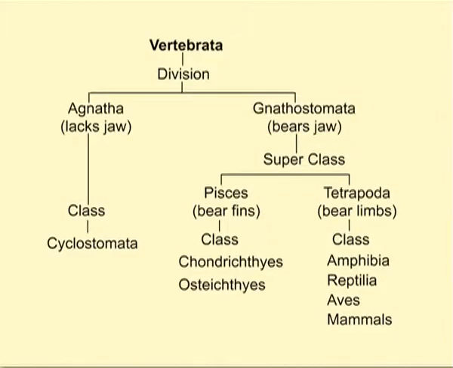Division Gnathostomata consists of superclasses, Pisces, which bear fins, and Tetrapoda, which bear limbs. Pisces consists of classes Chondrichthyes and Osteichthyes.